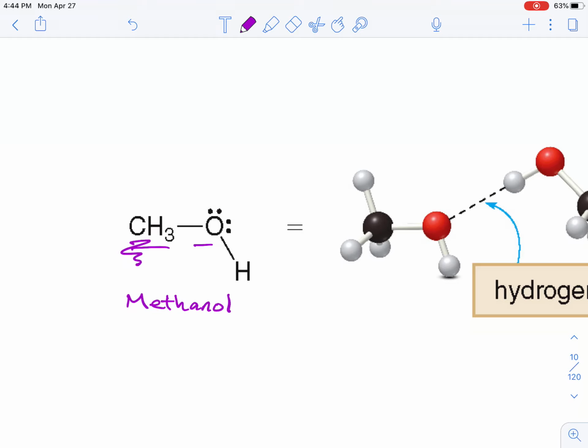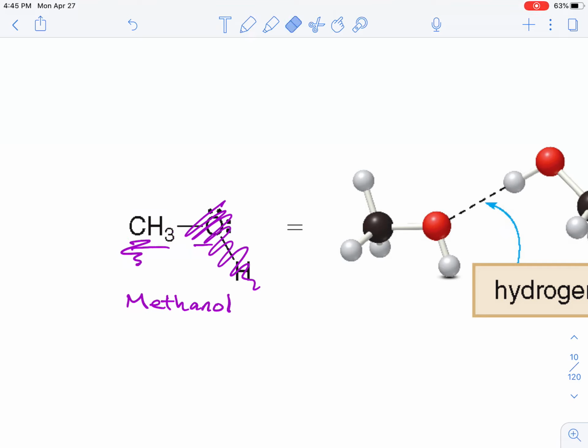And so if you guys can imagine, let's just say that this OH was not there and we only have CH4, methane, just carbon and hydrogen. Because it only has carbons and hydrogens, and because their electronegativities are very similar to each other, CH4, or methane, is mostly non-polar.